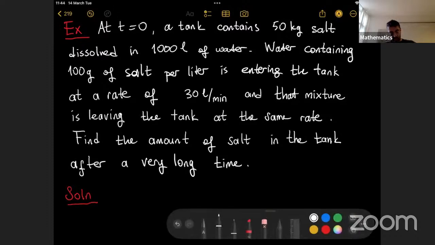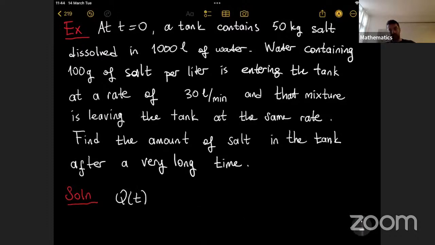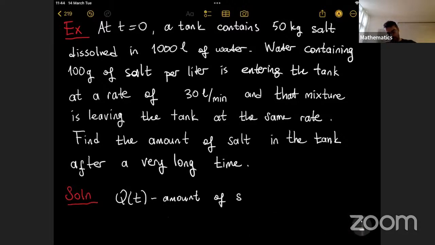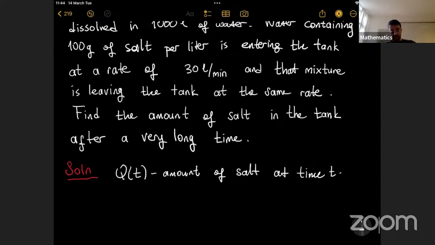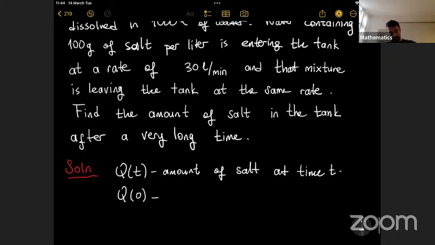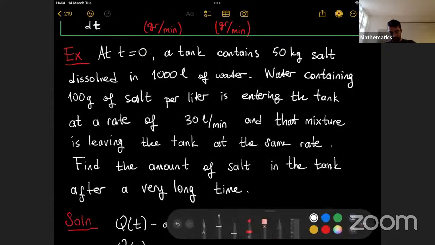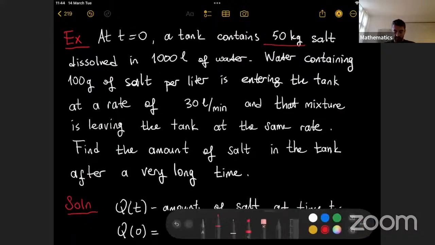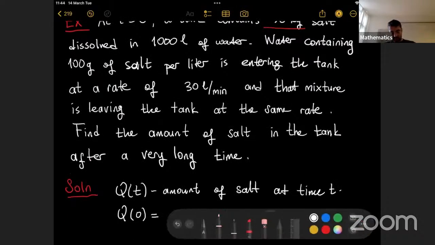So say Qt, the amount of salt at time t, and Q0 here, the initial amount, at the beginning we have 50 kilogram. By the way, unit is kilogram here, so we will write everything in kilogram. So here it is 50.